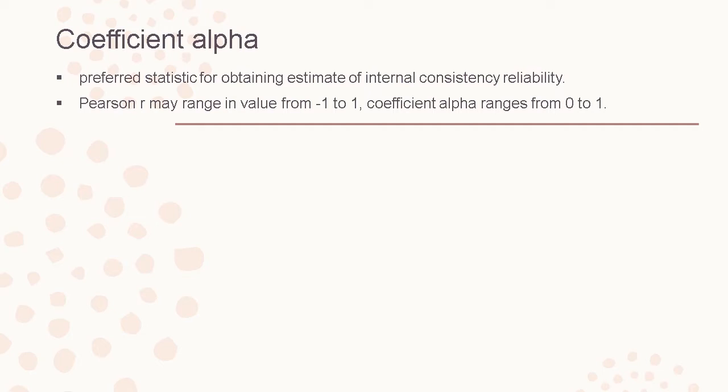Pearson r may range in value from -1 to 1. As we can remember, Pearson r estimates the strength of linear relationships between two variables, where if r is 0, it means no relationship. If r is -1, negative correlation. If r is +1, it stands for positive correlation. However, coefficient alpha ranges from 0 to 1, where 0 means no consistency, 1 means perfect consistency, and if it's somewhere in between, like 0.70, this means that 70% of variance is reliable while 30% is called the error variance.